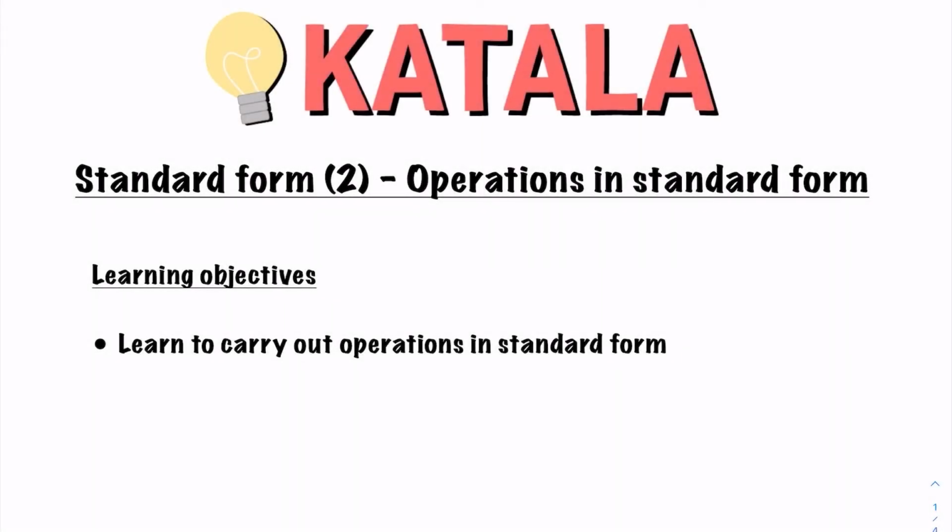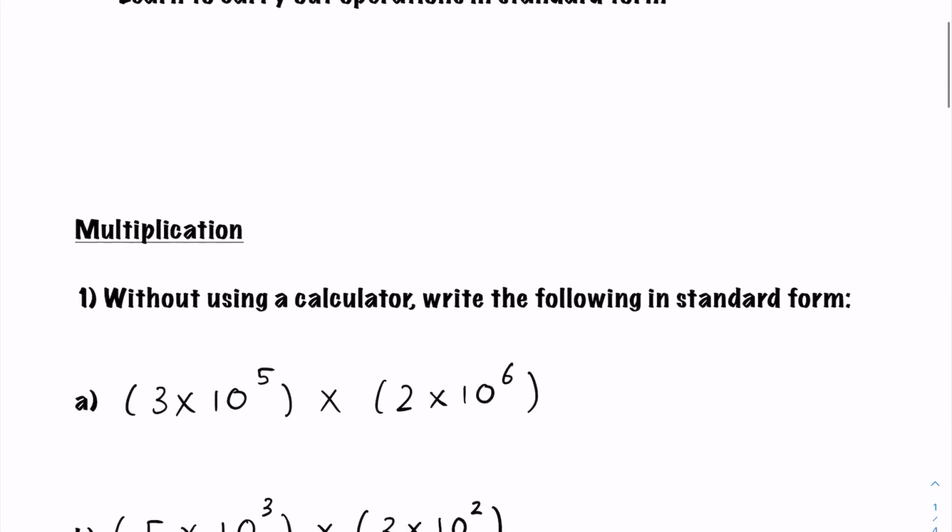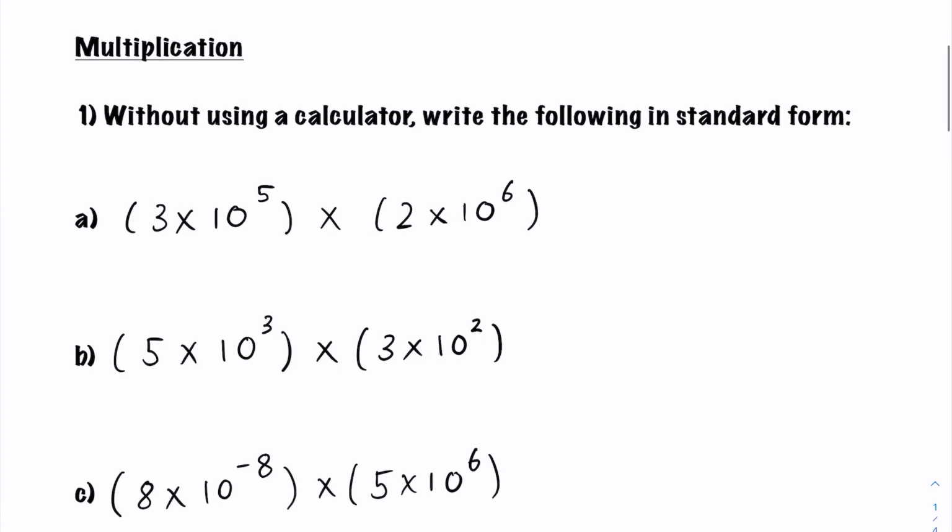Today we're looking at standard form 2, which is operations in standard form. We're basically just going to be looking at how we can add, subtract, times and divide numbers that are written in standard form. So beginning with multiplication. Without using a calculator, and that's because these questions can come up in a non-calculator exam, write the following in standard form. So we're just looking at how to multiply two numbers in standard form together.